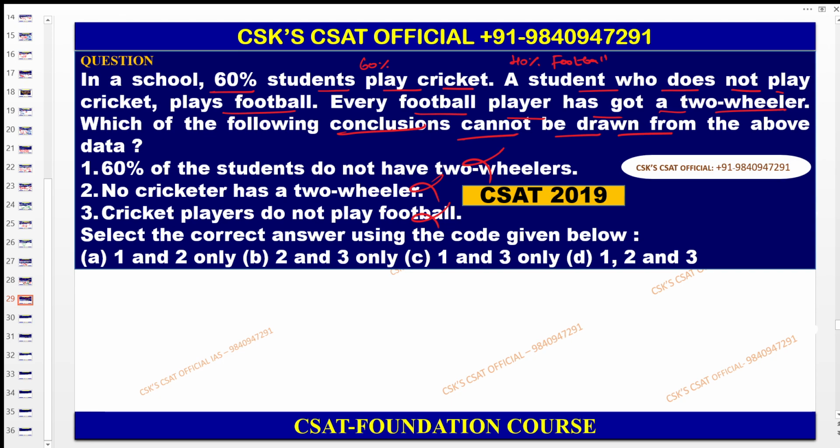So therefore 1, 2, 3, a conclusion cannot be drawn from the data. One we cannot draw, second also, third also. Therefore the answer is D, 1, 2, 3.